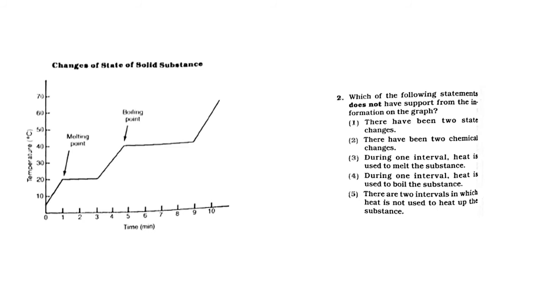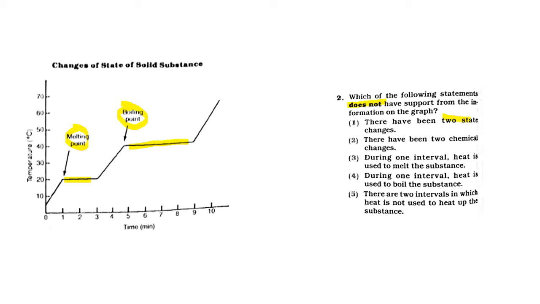So question number 2. Which of the following statements does not have support from the information in the graph? Number 1, there have been 2 state changes. Well, we know that melting point is when you change from solid to liquid, and we know that boiling point is when we change from liquid to gas. So the melting point and the boiling point show 2 state changes. So number 1 is proven.